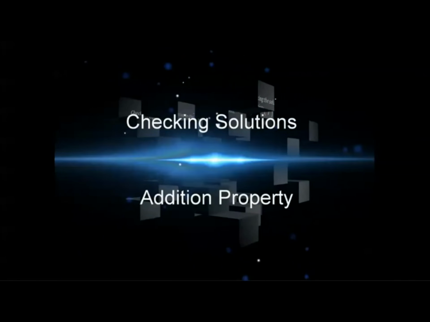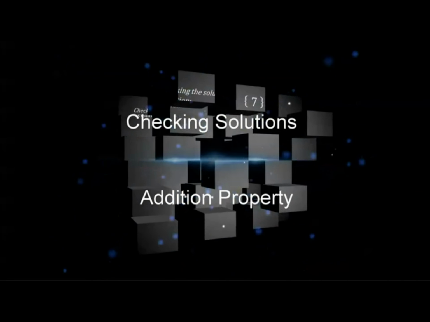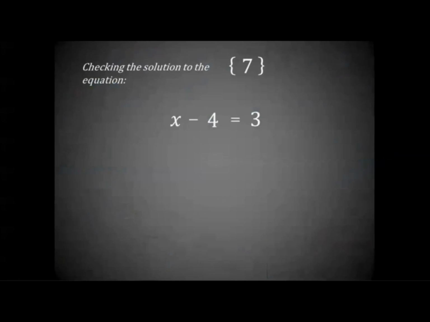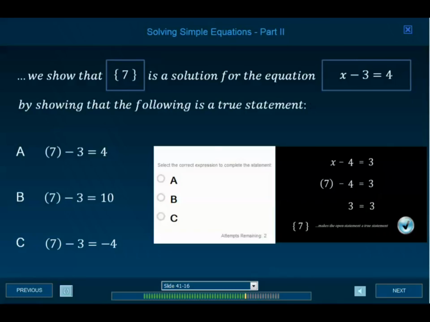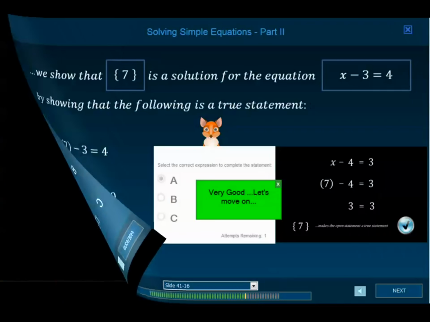To check the solution to the equation, the number value 7, we are going to take our original equation, x minus 4 equals 3, and we are going to replace x by the value that we think is the solution to the equation, and that is the value 7. So we replace the variable x in the open statement by the number value 7 by showing that which of the following is a true statement. Very good. We show that 7 is a solution for the equation x minus 3 equals 4.